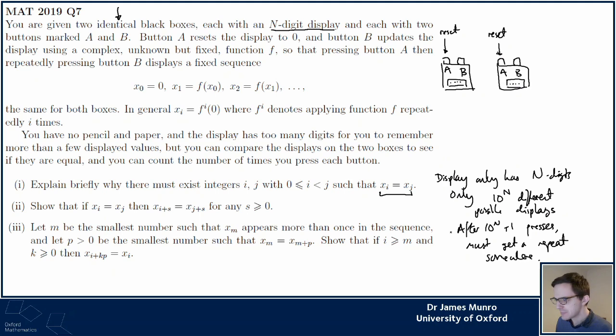Okay. So that's the first part of the question. At some point we're going to see the same display twice, just because there's only so many unique displays that these boxes can show us.